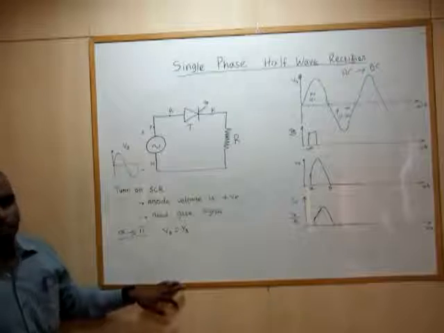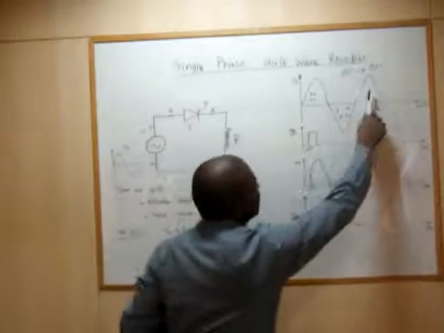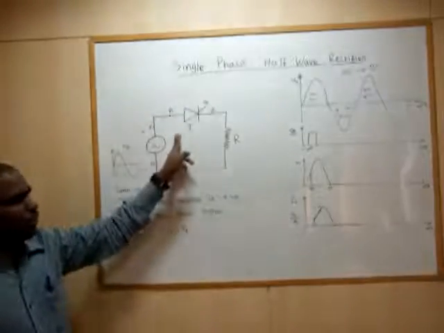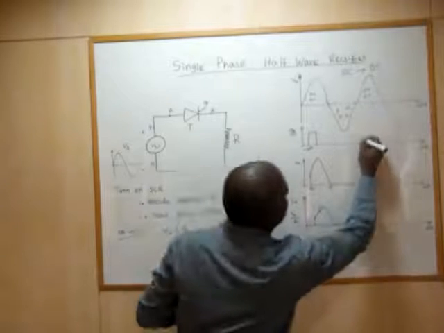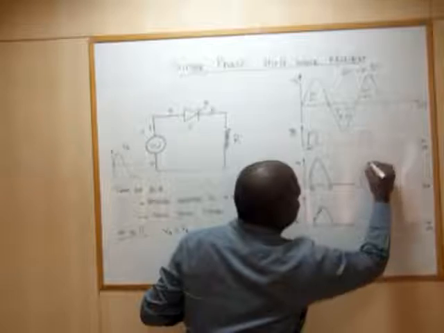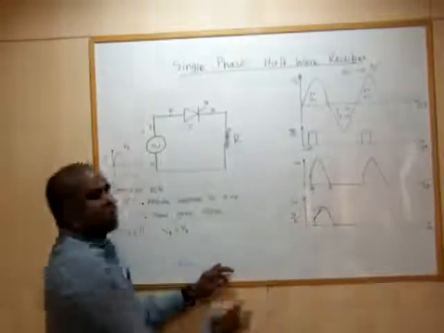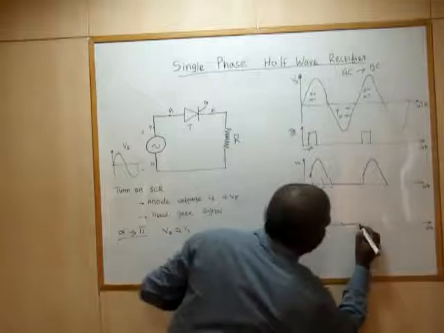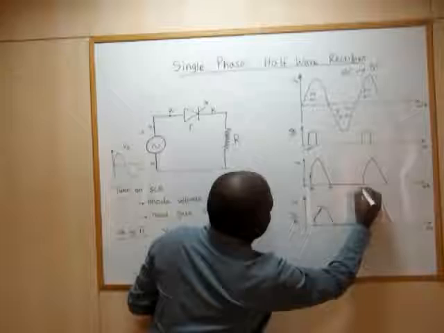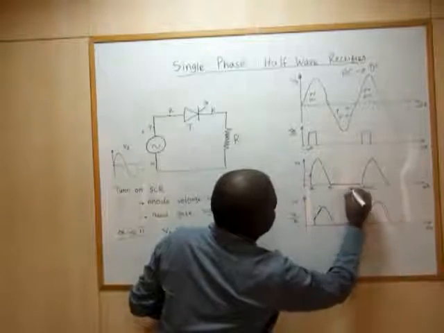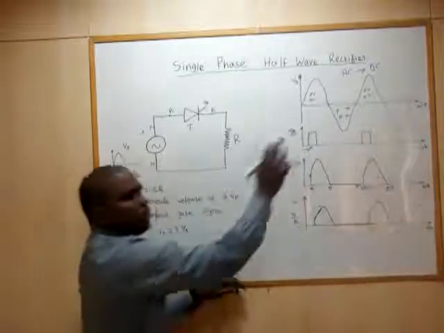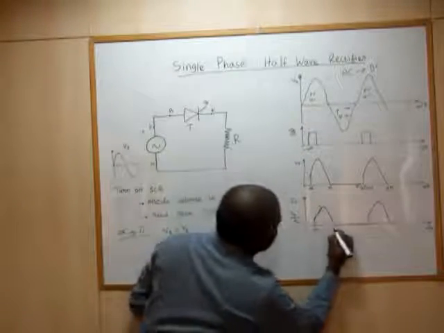Again the third half cycle is repeated. The third half cycle is a positive cycle, with the phase positive with respect to neutral, so the SCR is forward biased. The gate pulse is applied periodically. Again the input voltage appears across the output, and the output current is in phase with the output voltage. From 2 pi plus alpha to 3 pi, the output voltage is equal to the input voltage, with the same interval, alpha to pi.